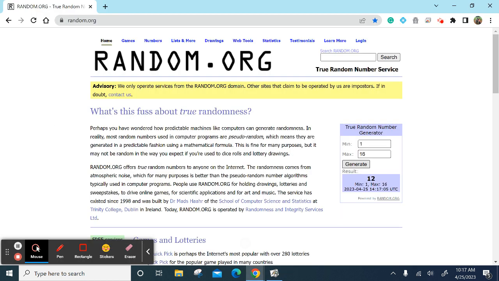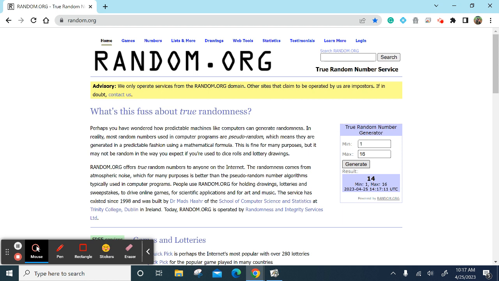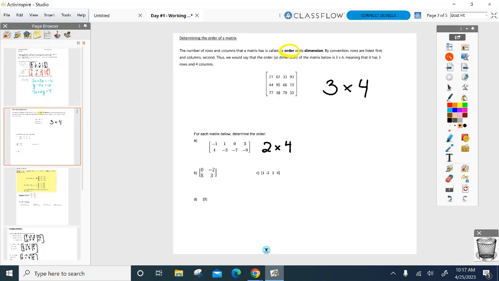I'm going to be here a while, I believe. Matrix B, you said? Part matrix B. 2 by 2. That's a 2 by 2.